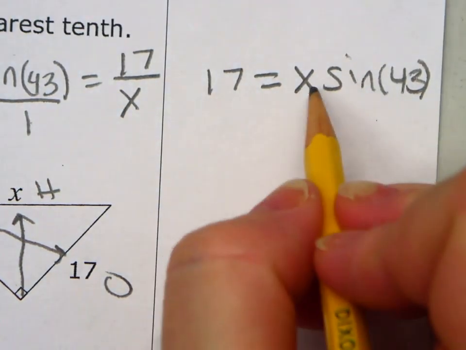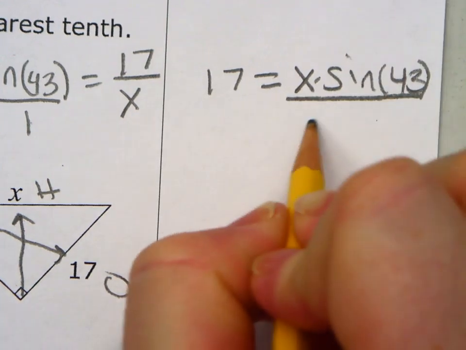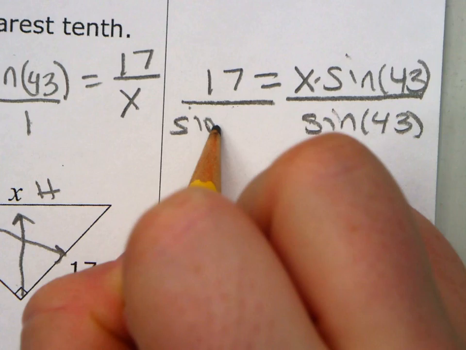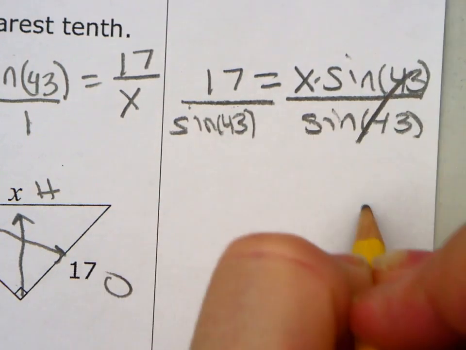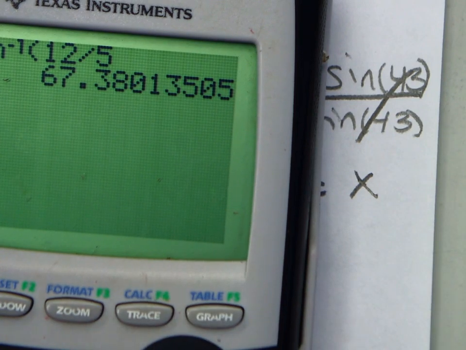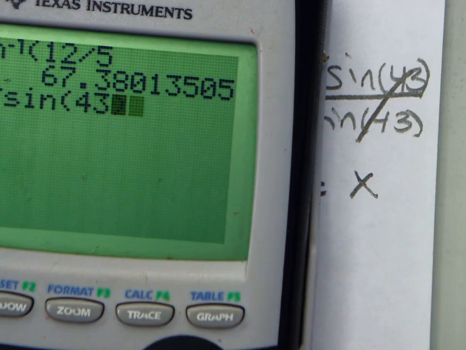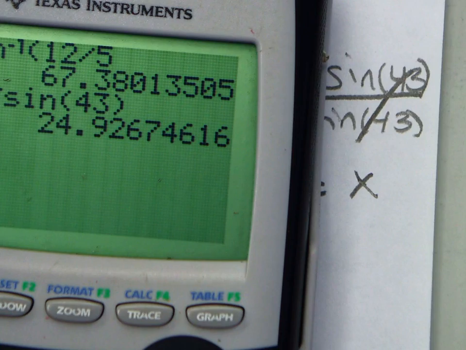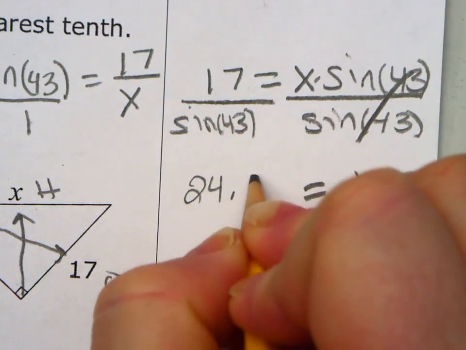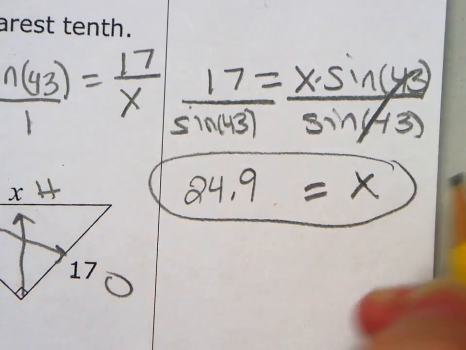And then to get x by itself, these are multiplying, so we divide. And put it in the calculator. 17 divided by sine of 43. Enter. 24.9. And we're done.